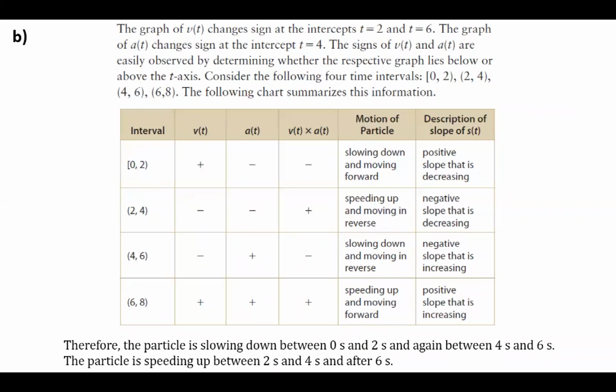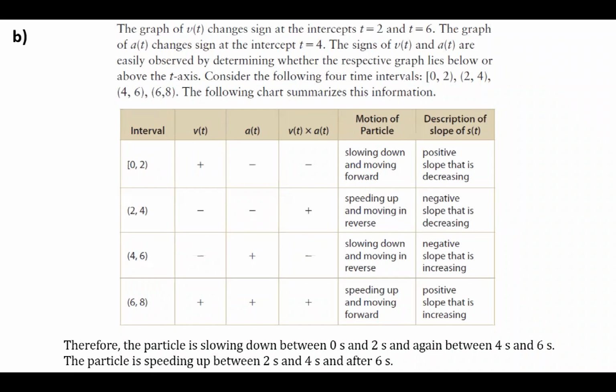So in the first interval, from 0 inclusive to 2 exclusive, we know the sign of v(t) is positive, a(t) is negative. Therefore, v(t) times a(t) is negative. Therefore, we know the motion of the particle is slowing down and moving forward. And the description of the slope of s(t) is a positive slope that is decreasing, right? Any questions? Then we can analyze the other intervals using the same method.